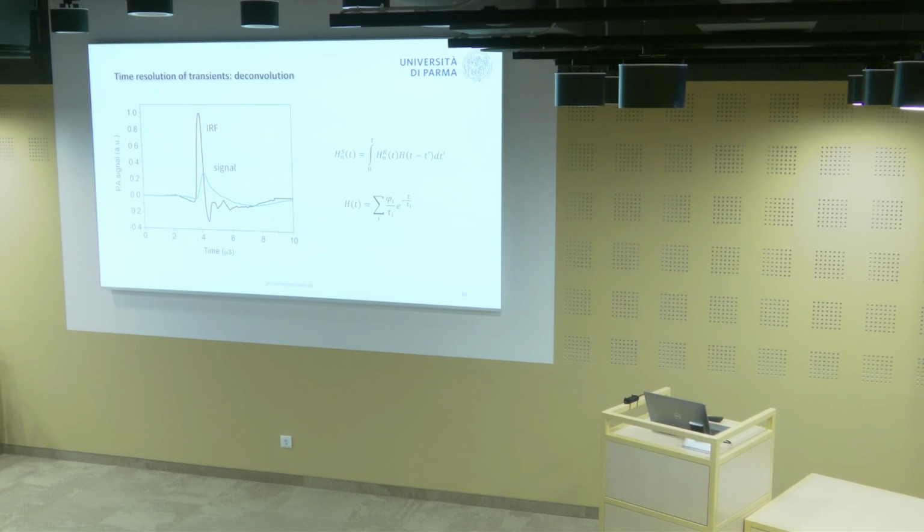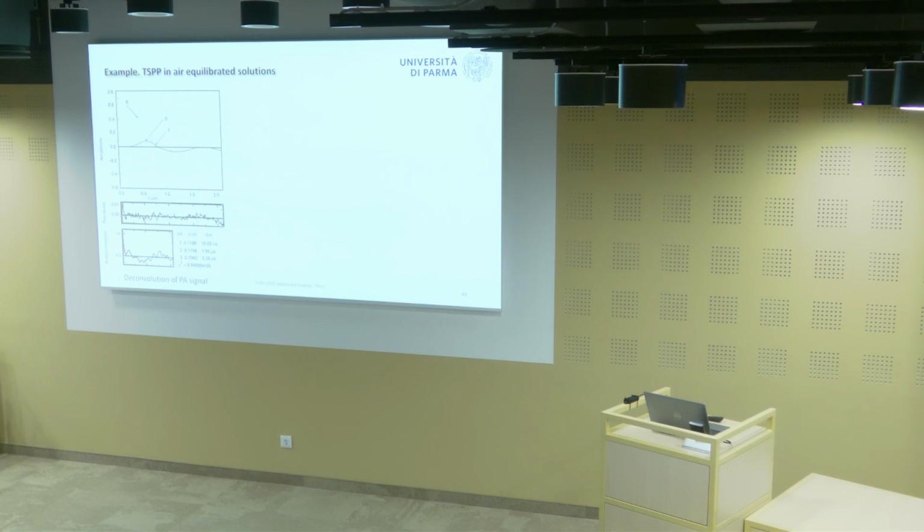Otherwise, you would have the pulse and then the exponential decay. But since they are ringing, they are convoluted. If you want to retrieve the exponential, you have to go through the convolution just like in fluorescence. There's no difference. It's identical.